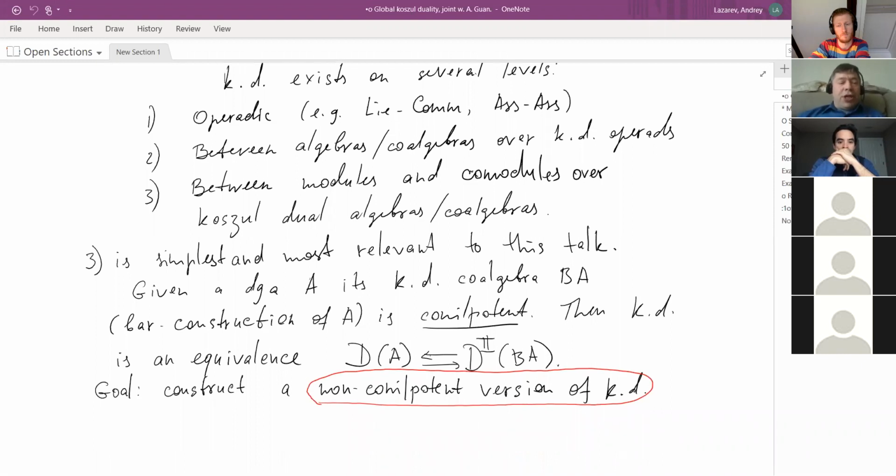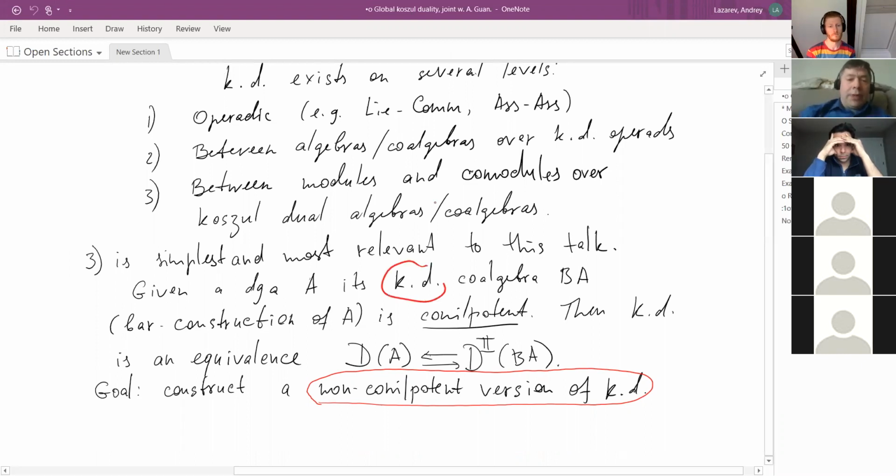Just a few words about what this is, and then later on I will elaborate on that. Given a differential graded algebra, its Koszul dual, and oftentimes I will abbreviate Koszul dual or Koszul duality as simply KD. So given a DG algebra A, its Koszul dual is a certain coalgebra which I will denote BA. B stands for bar construction of A. It is conilpotent. I'm not saying what conilpotent means just yet, but later on I will say exactly what that means.